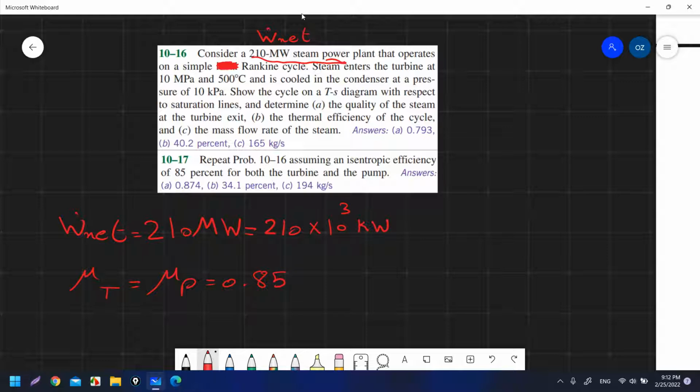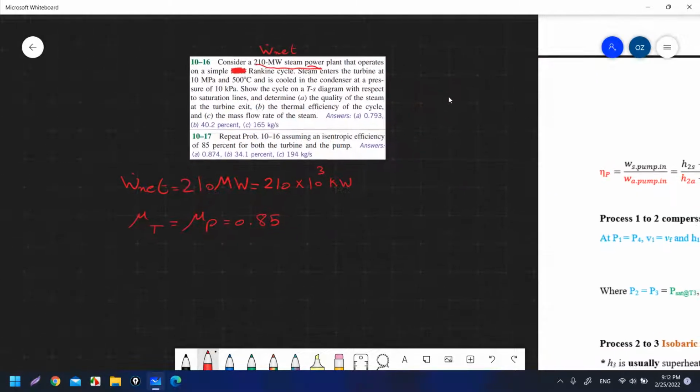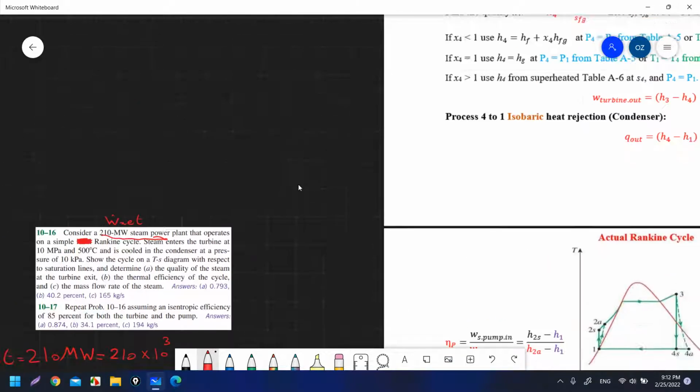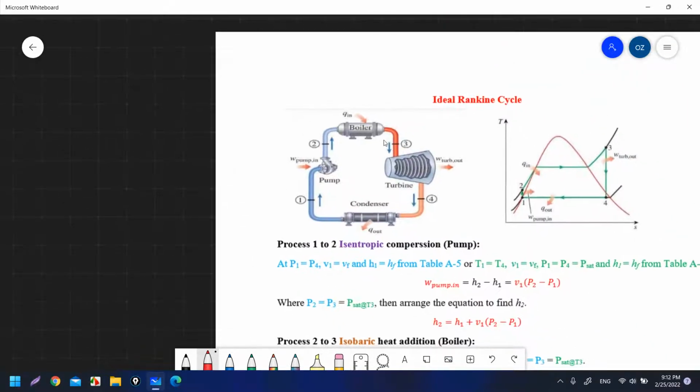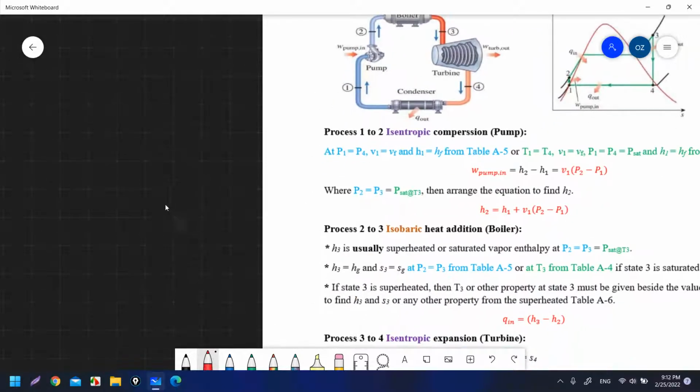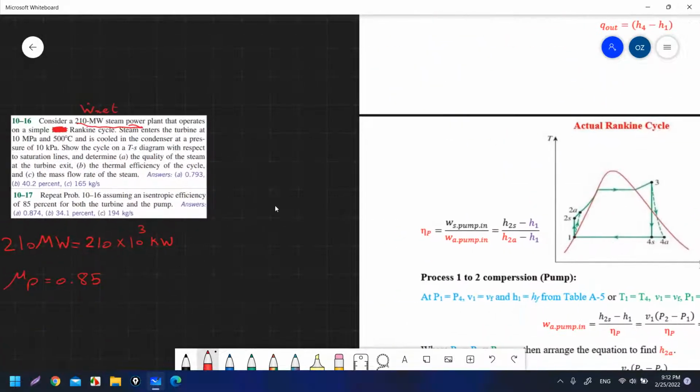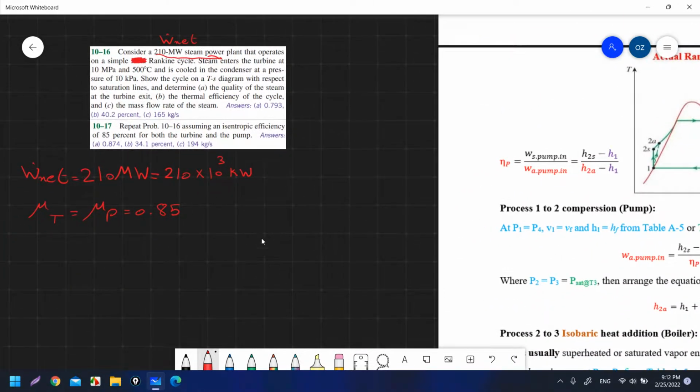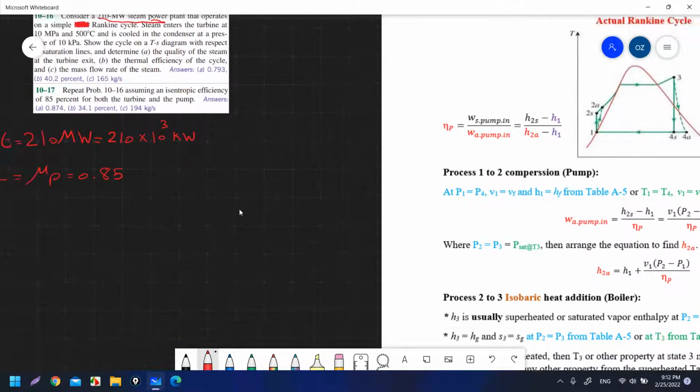Steam enters the turbine at 10 megapascal and 500 degrees Celsius. Where is the inlet of the turbine? Inlet of the turbine is state number 3, if you start number 1 at the inlet of the pump. So what is given is state number 3, the pressure and temperature for state 3.